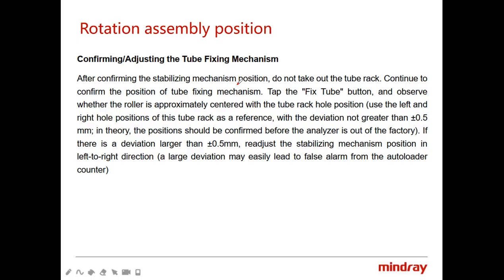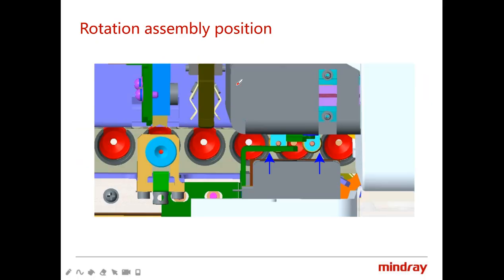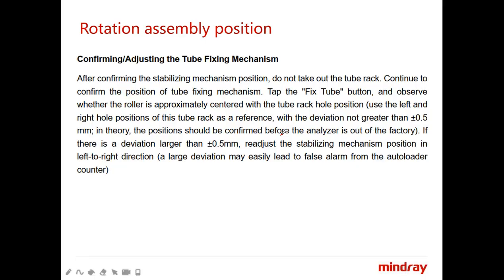Rotary assembly. This is the rotary assembly. We need to check whether the roller is approximately at the center with the tube rack hole position.